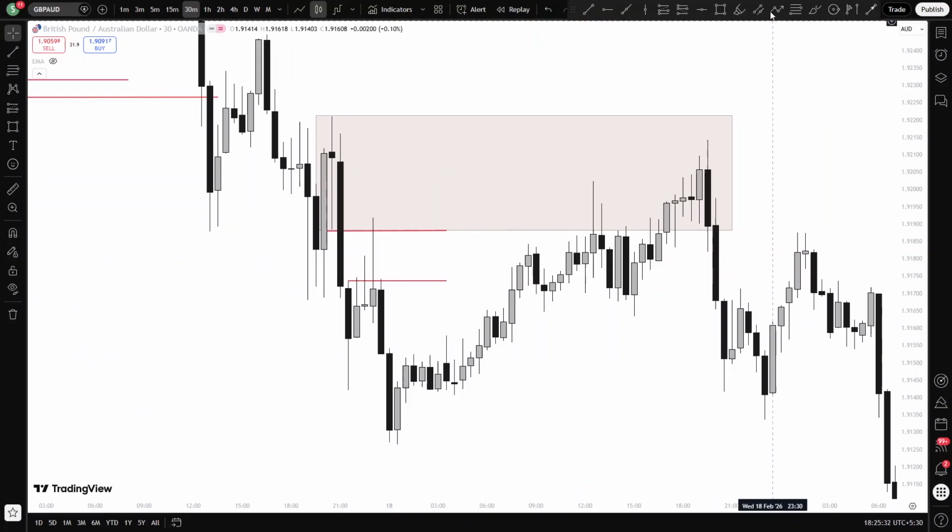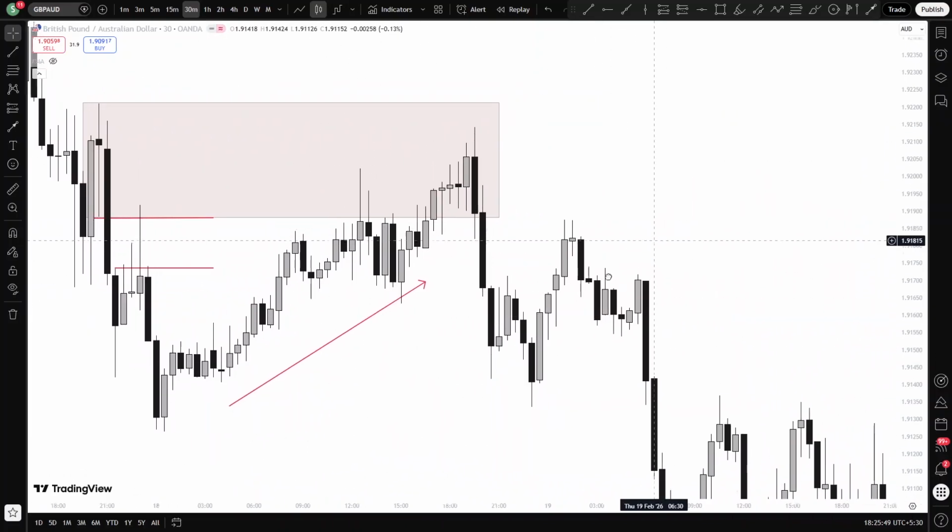Even though the market gave us this pullback, the market could still not break out of this structure. Why? Because there is this fair value gap here, which is showing that the sellers have entered the market.